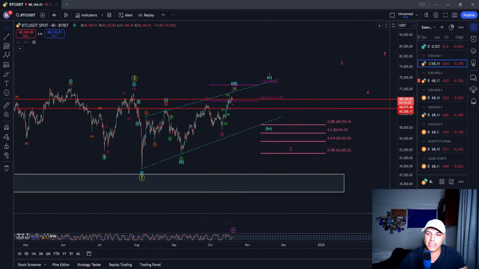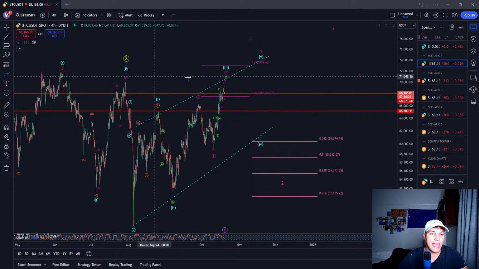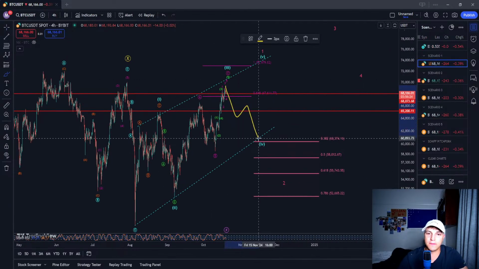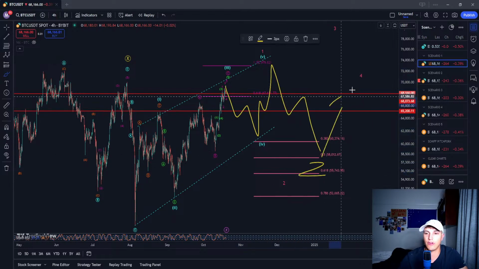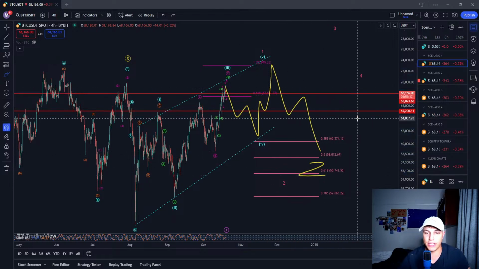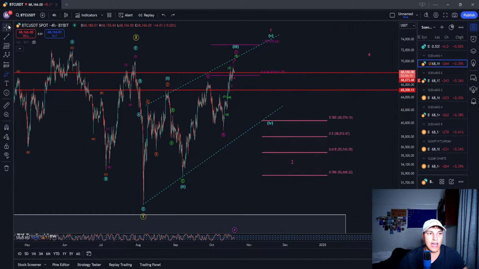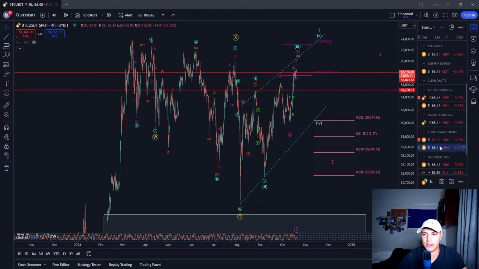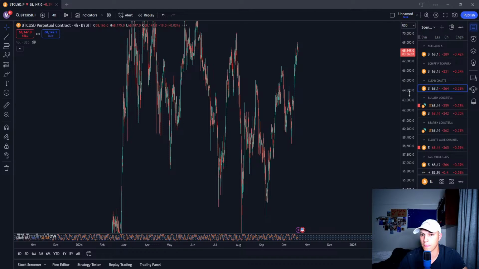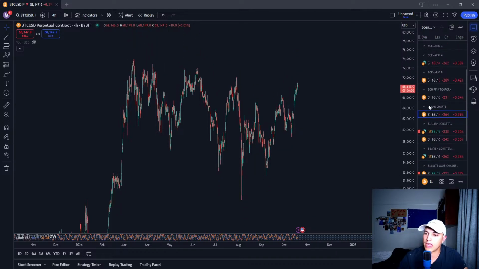We do indeed expect an ABC, ABC, ABC in the wave 2, followed by that massive 3-wave move up. That is our main scenario on the chart now. Oh, where did I just move this? Clear charts. Okay, there. Cool.